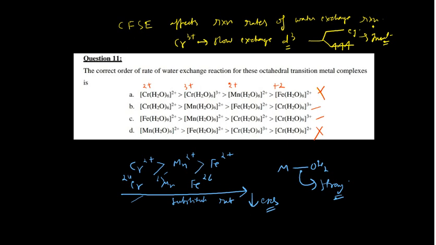So after your chromium 3 positive ion, there should be your iron, and you see chromium 3 positive is here and iron is there. After that your manganese is there. So option B is the correct answer in that case. You can mark option B as the correct option.